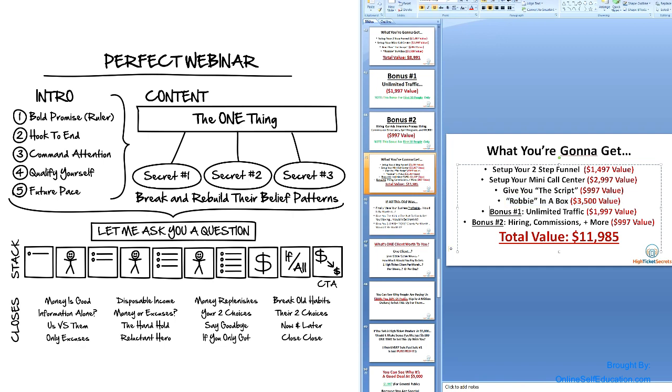Then I say, plus you're going to now get bonus number 1, which is unlimited traffic, which is the $1,997 value. Plus you get bonus number 2, which is hiring commissions and more for $997. So now the total value of this package is $11,998. Okay, you guys have probably seen me do this before, right? Or you've seen other presenters. Okay, it's kind of cheesy, right?